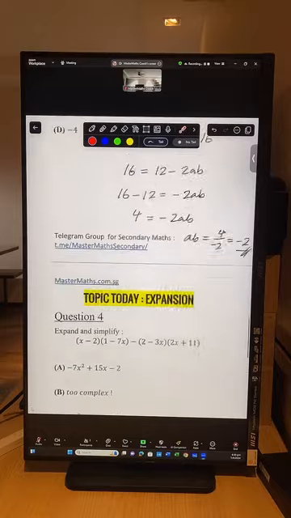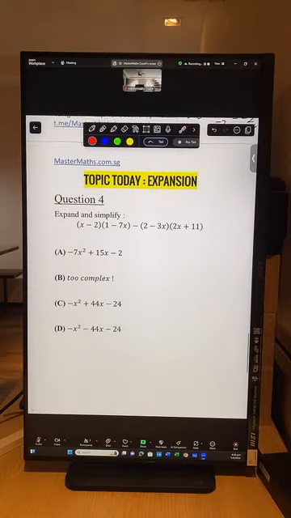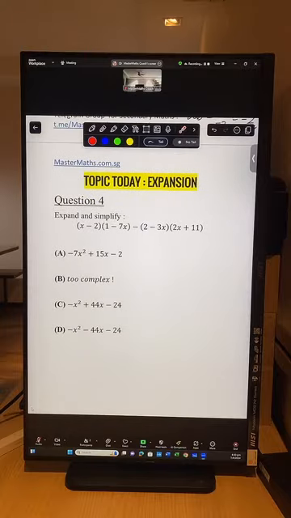Okay guys, last question. Well, second last question before I give you my own question from the O-level book that I have. Okay, question number 4.